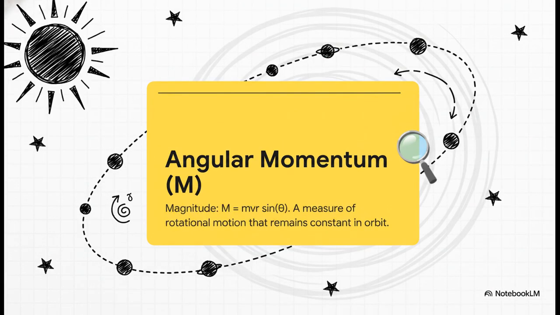And now for our second hero, angular momentum, M. For our purposes, its magnitude is pretty straightforward to calculate. It's the mass times the velocity times the distance times the sine of the angle between the velocity vector and the radius vector. And hey, for that initial moment, that angle is just the alpha the problem gave us. And just like energy, this value for M is also totally constant.